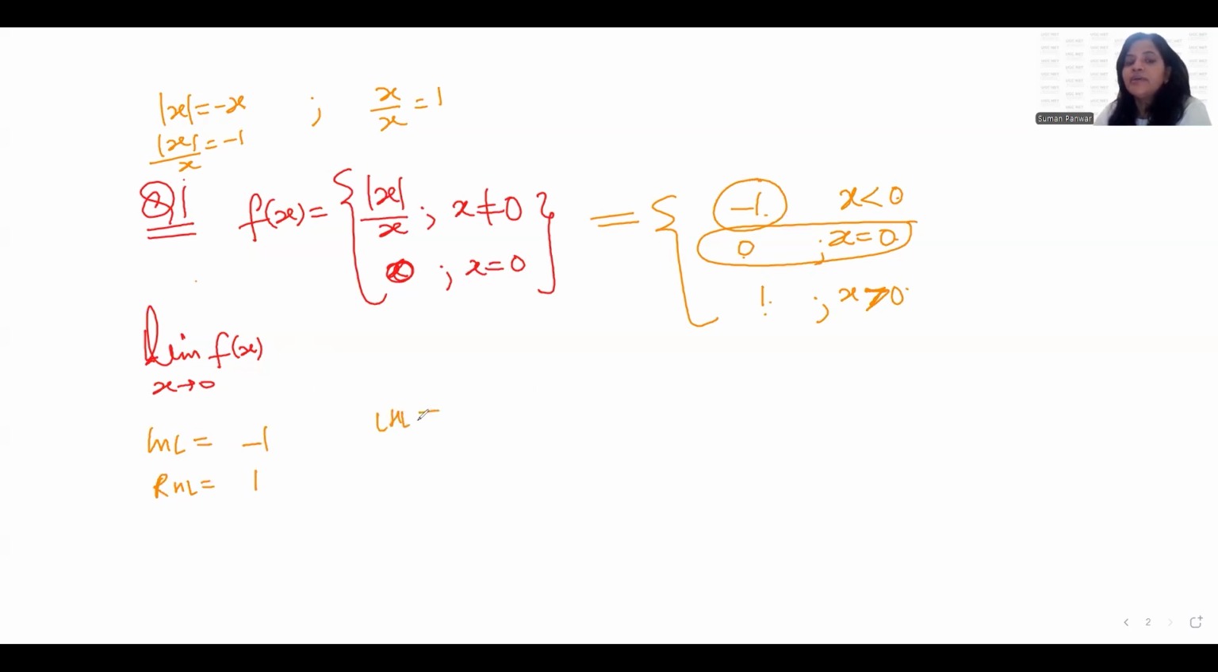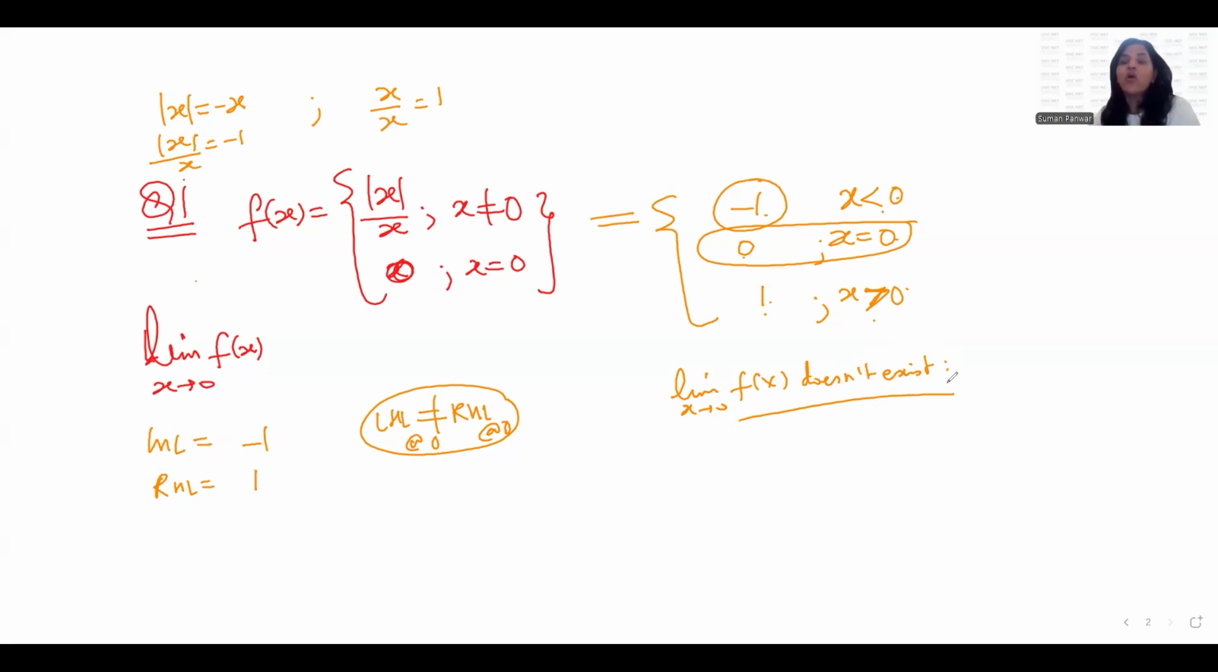Now the left hand limit and the right hand limit are not equal to each other. Now this is the left hand limit at 0. This is the right hand limit at 0. So since the left hand limit at 0 is not equal to the right hand limit at 0, limit x tending to 0 f(x) does not exist. Okay. That is how we talk about limit of a function at a point.